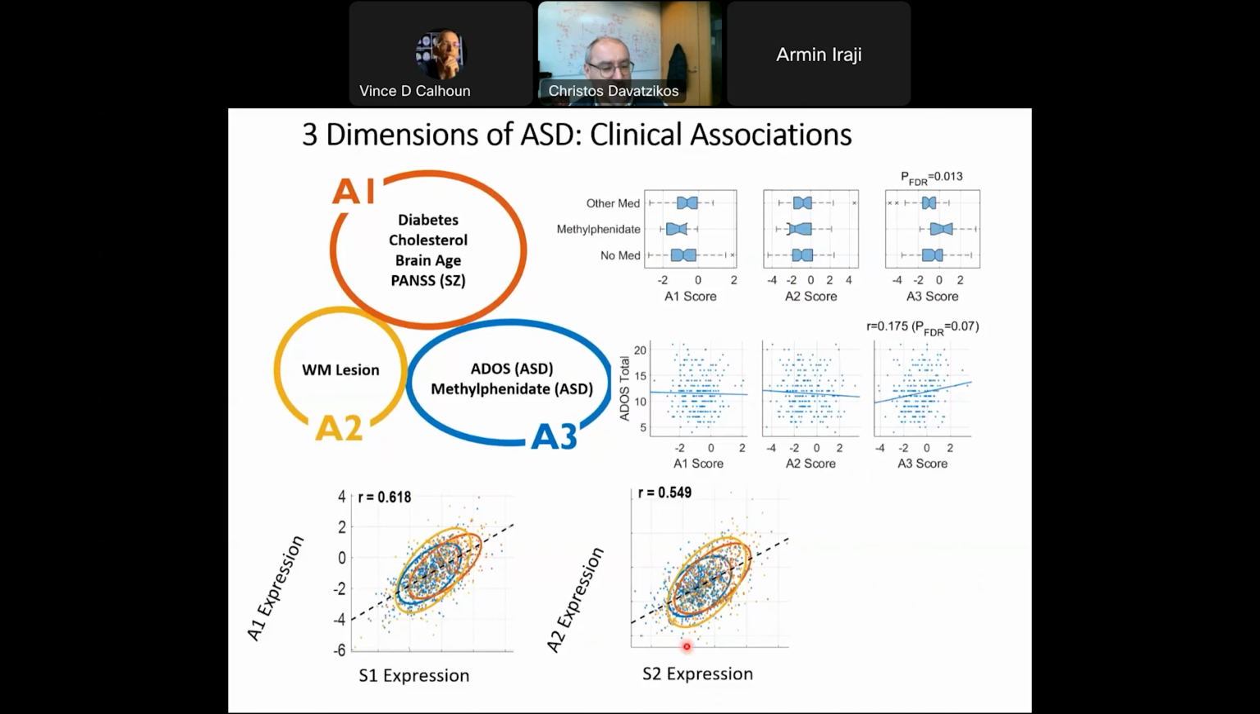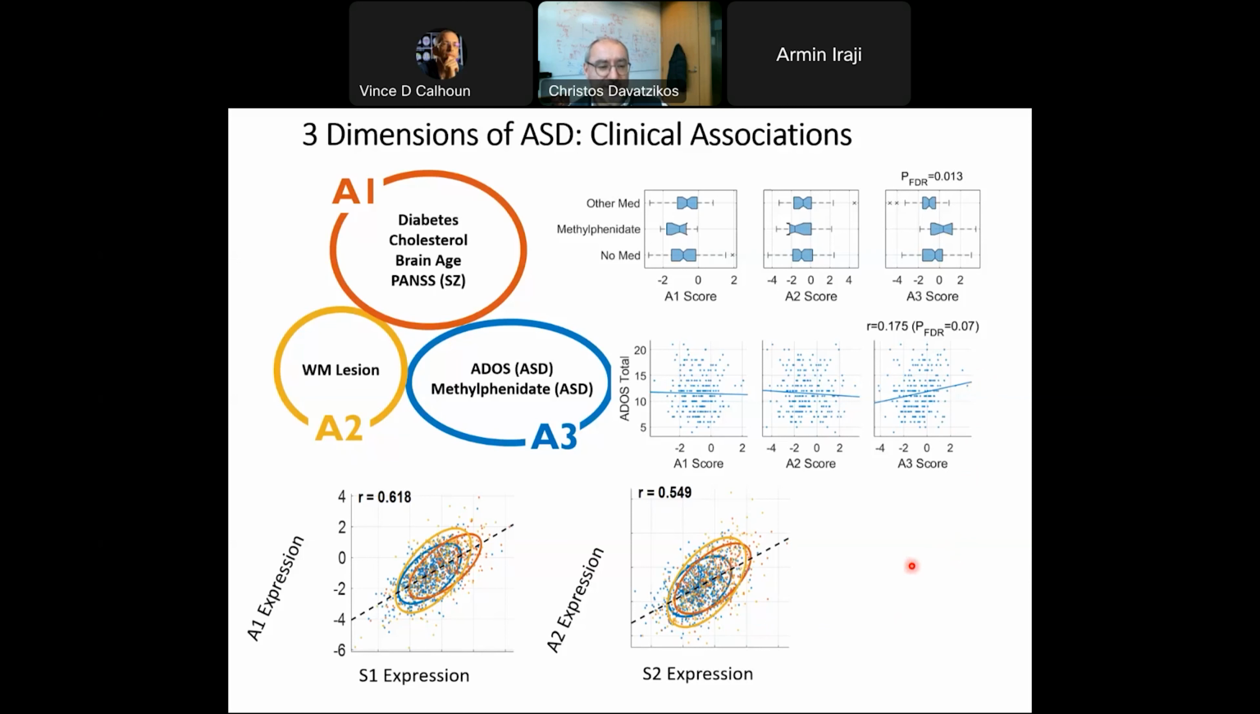What is essentially interesting is that the A1 expression and the S1 expression, S1 and S2, were the signatures of schizophrenia, and A1 and A2 were correlated between them. It's kind of interesting that A2 and S2, this increased basal ganglia signature, were correlated in the population. What was also interesting is that only A3 was correlated with ADOS.